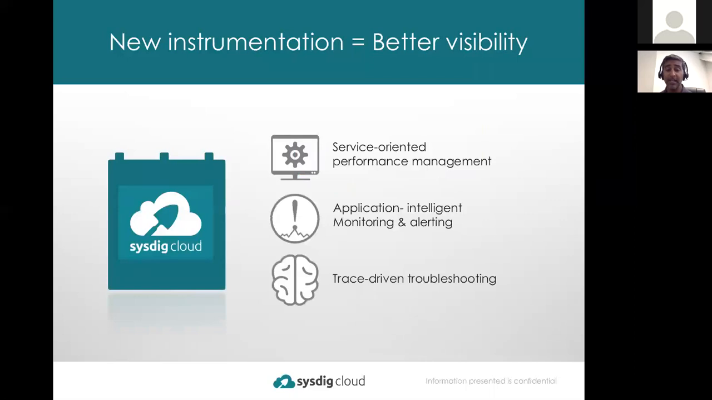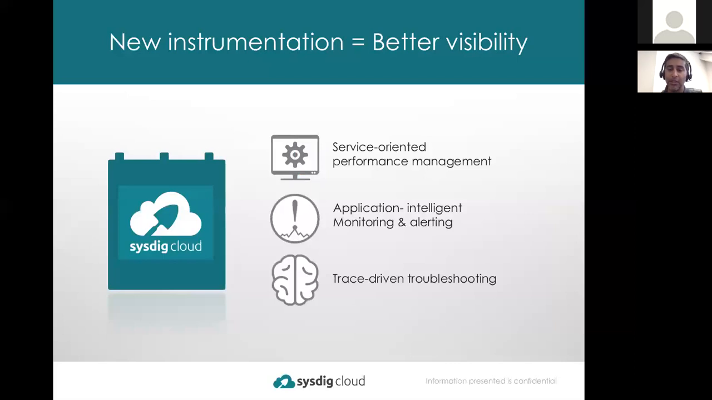So with Sysdig, you get 3 different levels of visibility that we're going to cover in detail and also talk through with the demo. First of all, service-oriented performance management. This is about thinking about the services that you create aggregated across many different containers. And how are they performing? How is the user experiencing your application?